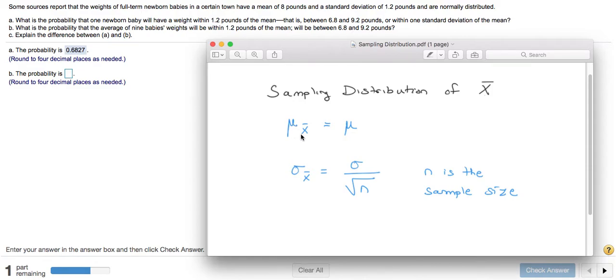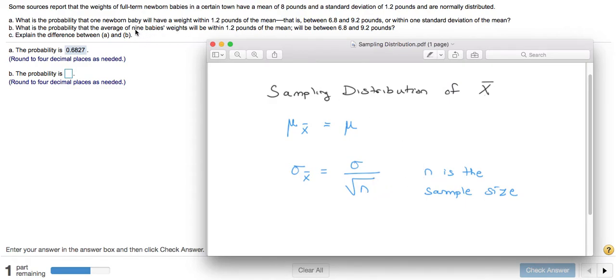It turns out that the mean of this new sampling distribution is equal to the one that we started with. So in using a normal curve to answer this question, the mean for the new distribution is the same as the one that we started with. It's going to be 8 pounds. What is different is going to be the standard deviation. The sample size affects the new standard deviation. And this formula says, take the old standard deviation and divide it by the square root of the sample size.